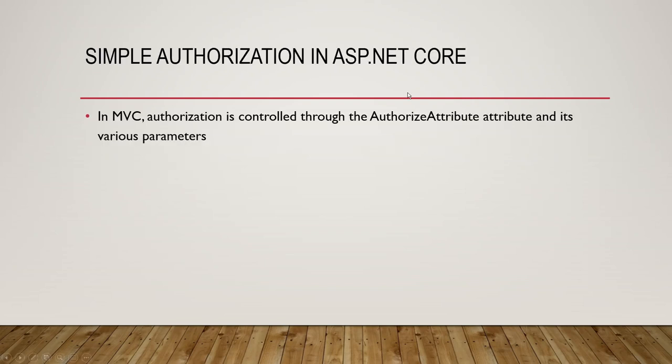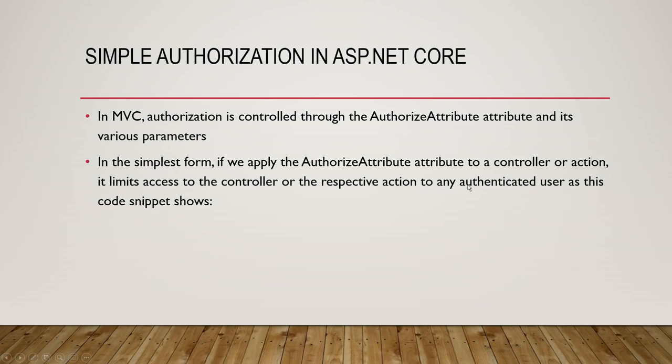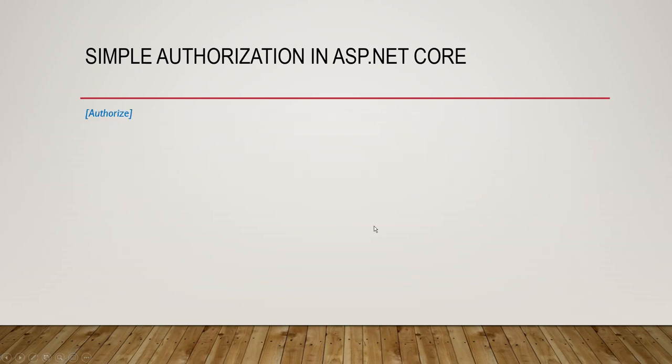So in MVC, authorization is controlled through the authorize attribute and its various parameters. In its simplest form, if we apply the authorize attribute to a controller or action, it limits access to the controller or the respective action to any authenticated user, as this code snippet shows in the next slide. Okay, so here is the code.